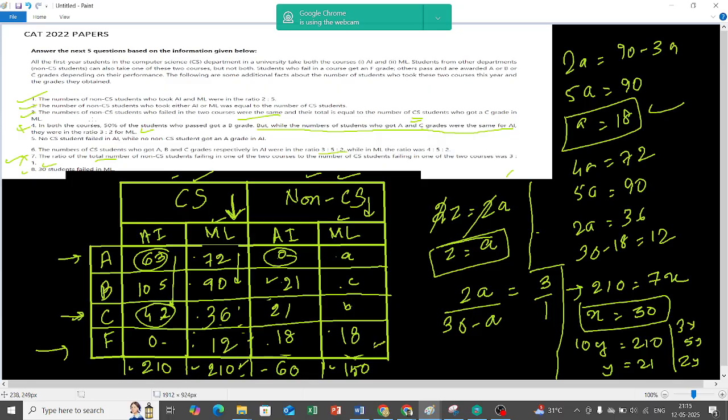Let us come to this information. In both the courses, 50% of the students who passed got B grade. So for AI and ML, we will find the total number of students who passed.